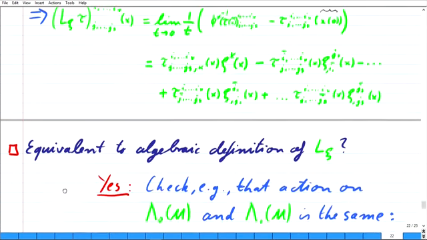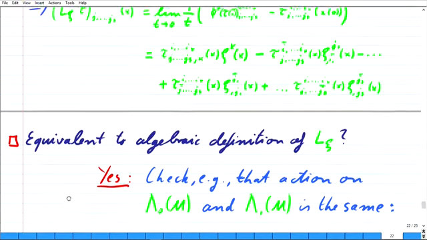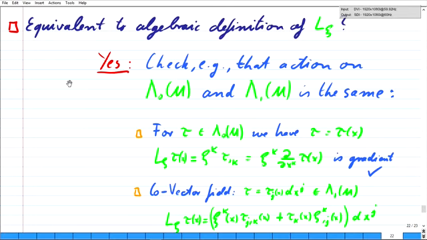Now, is this definition, tedious as it looks, equivalent to the algebraic definition of the Lie derivative that we had earlier? Well, if we can show that what we have here is a derivation, and if we can show that it acts the same way on 0 forms and 1 forms, then we know that it does agree. So let's first check that it does the same thing on 0 forms and 1 forms.